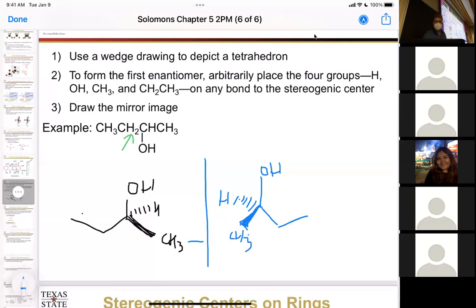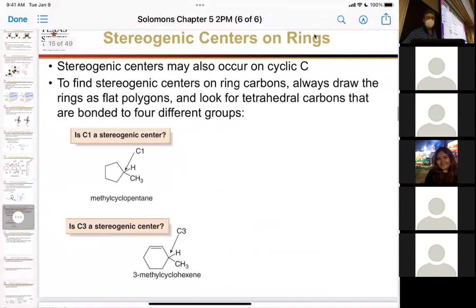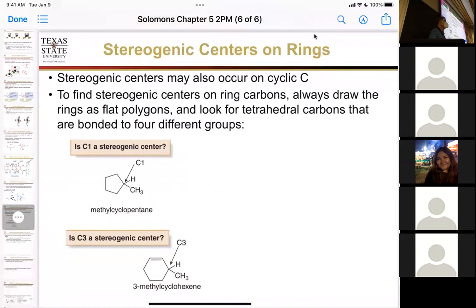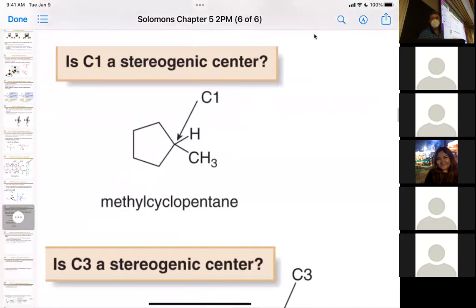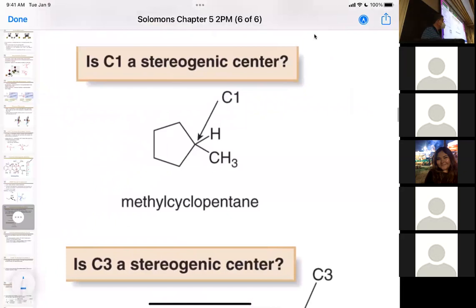All right, so what about in rings? Can we have stereogenic centers in rings? Rings become problematic because number 1, they could have a mirror plane in them. Number 2, you have to know what different groups are. So let's look at this first one here. It kind of looks like it's going to be a stereocenter, but let's double check.